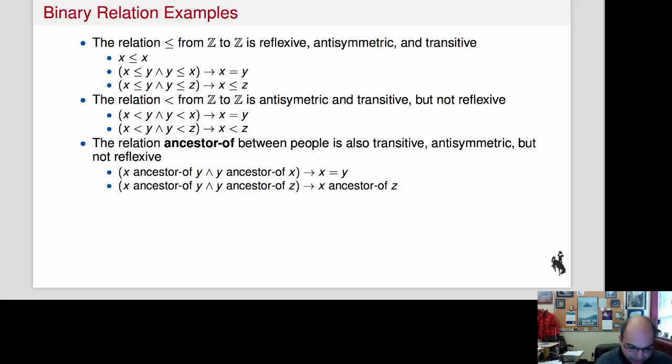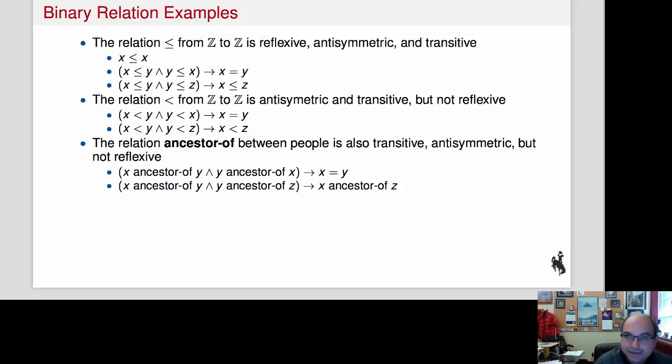Okay. Here's some more informal definitions. How about ancestor of? Okay. Well, that's also transitive. If x is an ancestor of y and y is an ancestor of z, then definitely x is an ancestor of z. Okay. So transitive is easy.